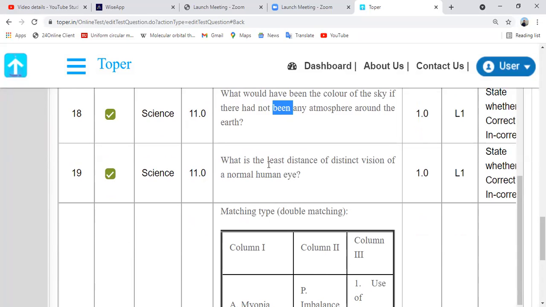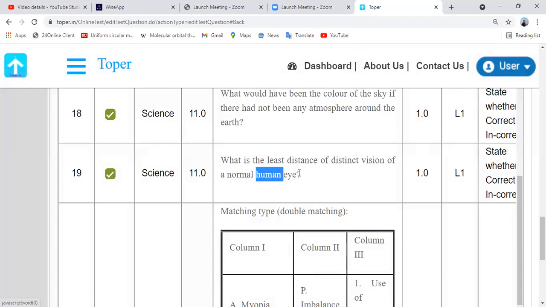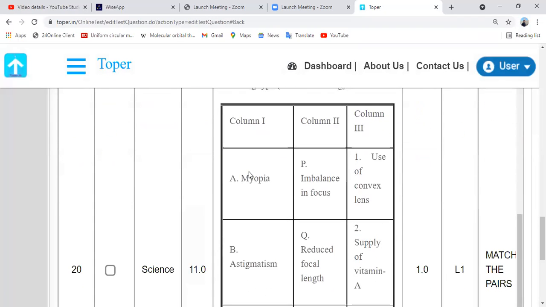Question number 19. What is the least distance of distinct vision of the normal human eye? 25 centimeter. We already corrected one question for the same thing. Multiple choice question.